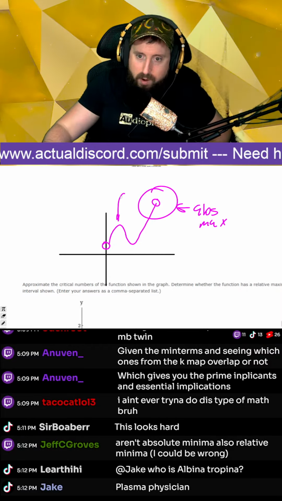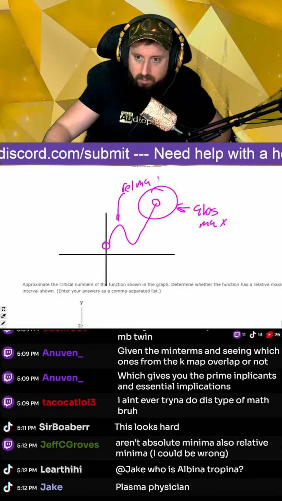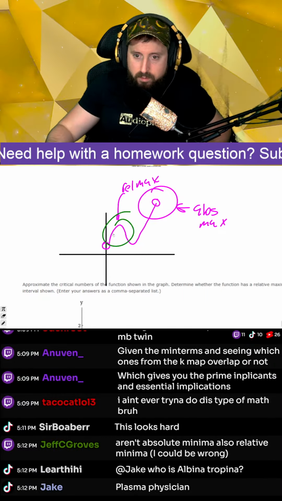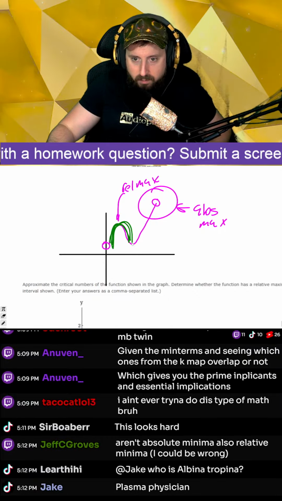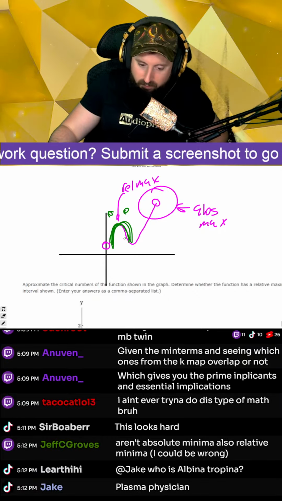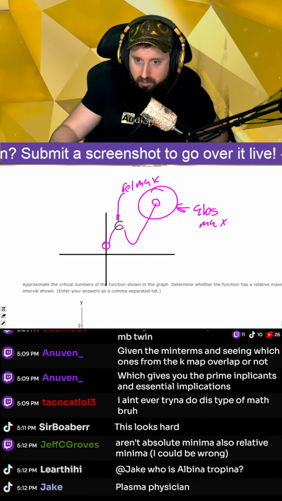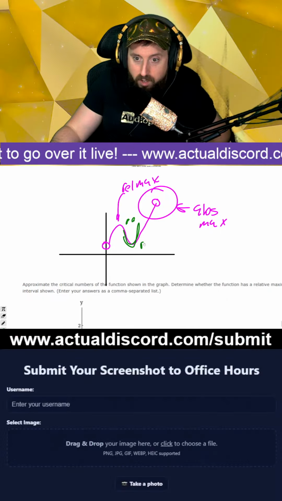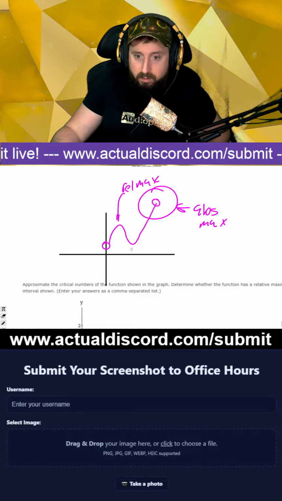And this is just a relative max. So this shows my, I call it my sad face behavior that I want out of a relative maxima. This shows my happy face, which is a relative minima, right?